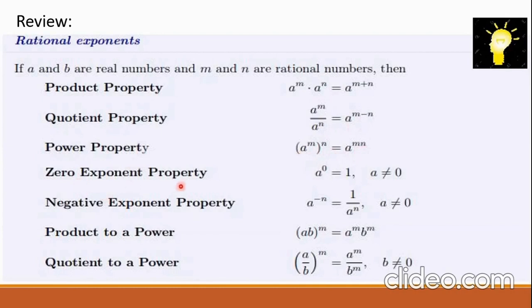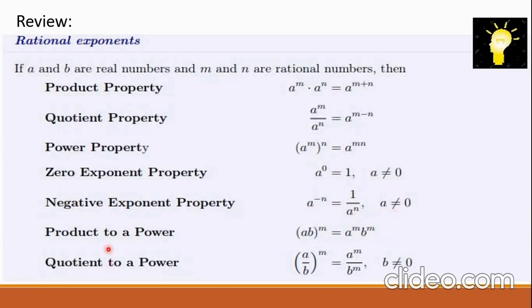Next is the zero exponent property, that when we have any variable raised to 0, this is equal to 1, but there is a restriction that a should not be equal to 0. We have also the negative exponent property. Any variable raised to a negative exponent, we can rationalize this by putting 1 over a raised to an exponent positive n. Another restriction that a should not be equal to 0.